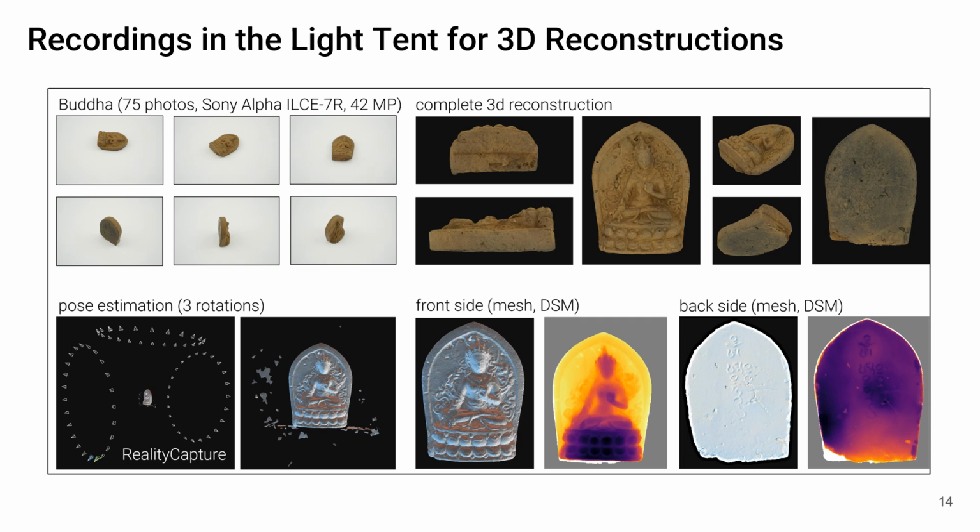Here we see a few surrounding artifacts in the outer areas, but they can be easily removed in the program. At the top right, we see a few impressions of the fully textured 3D model. Below is the untextured mesh on the left and the DSM of the front and back side. On the back, the Buddhist mantra in Sanskrit is clearly visible.